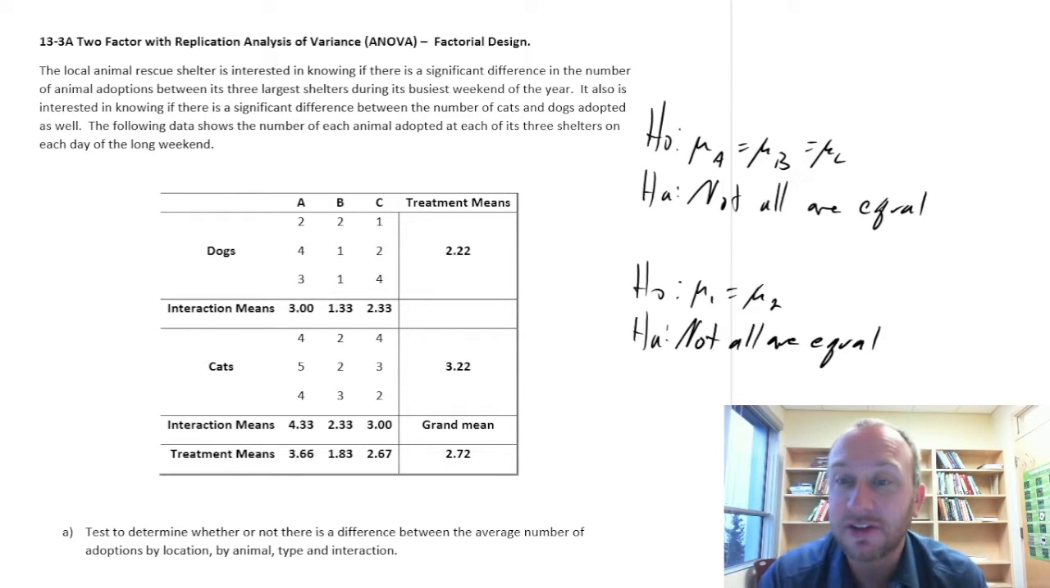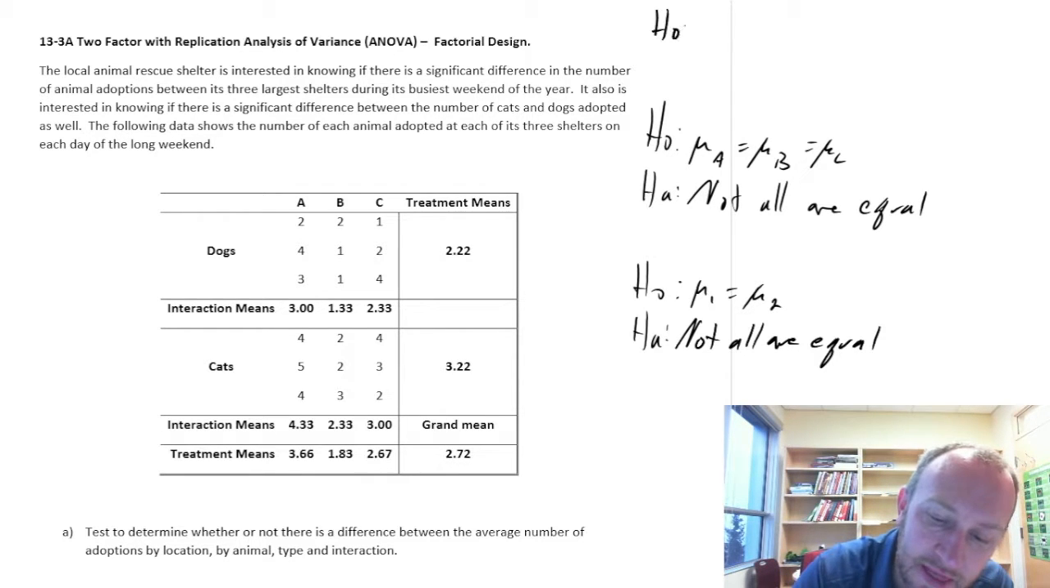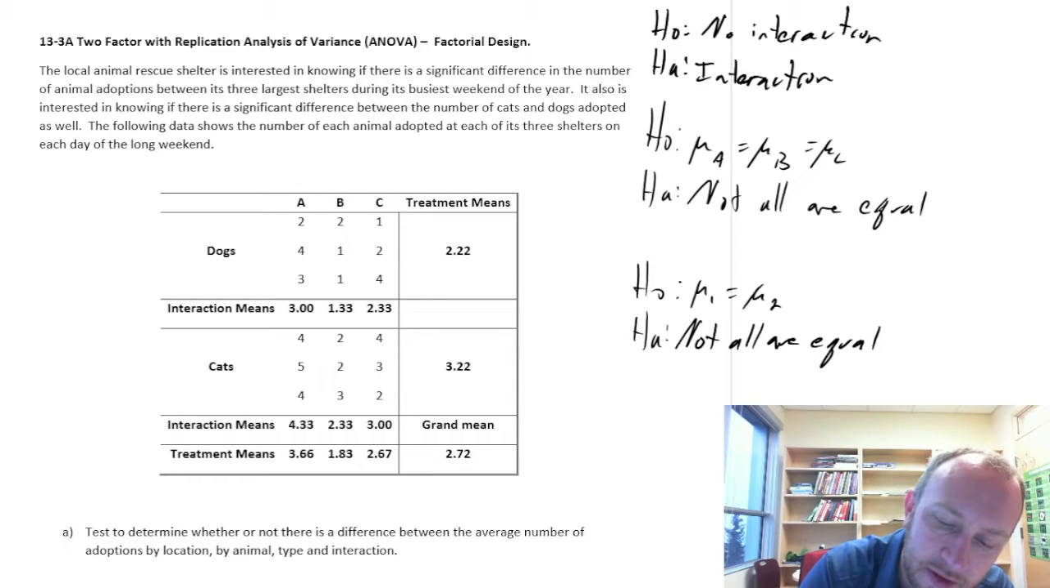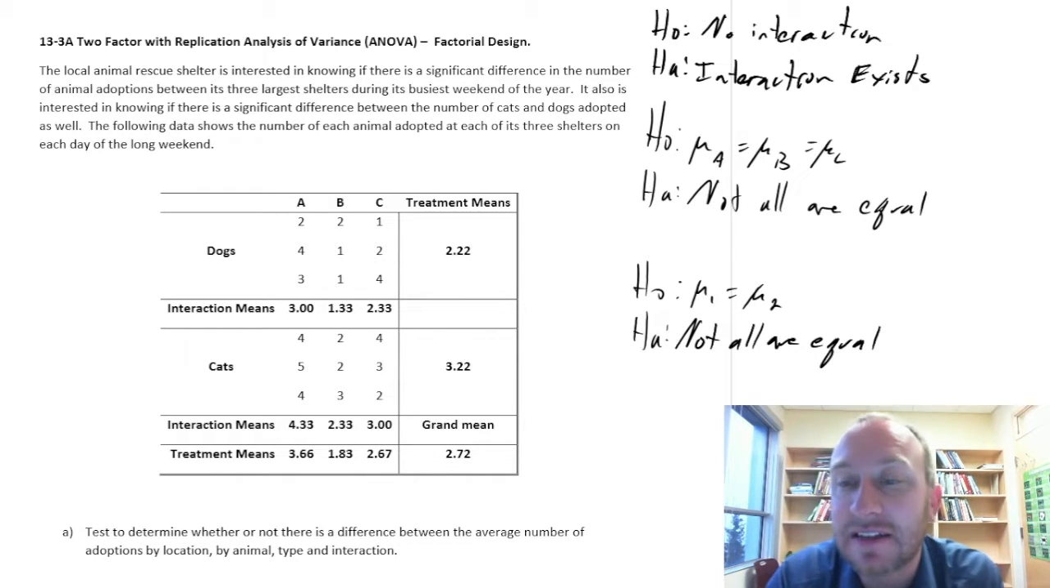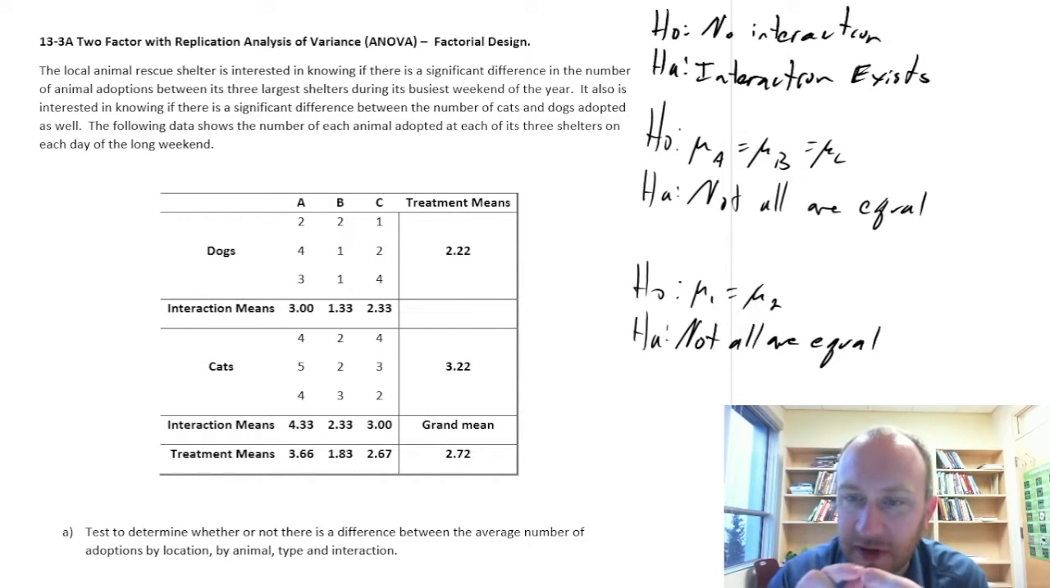But now there's also going to be a third set of hypotheses. I'll write it in at the top here. And that is a test for what we call interaction. And so here we'll just write this out like this: no interaction, and interaction exists. And what this means is we're going to be testing also to see, are there specific combinations of treatments that have statistically different results than other combinations of treatments.